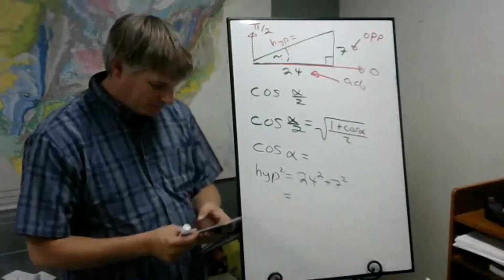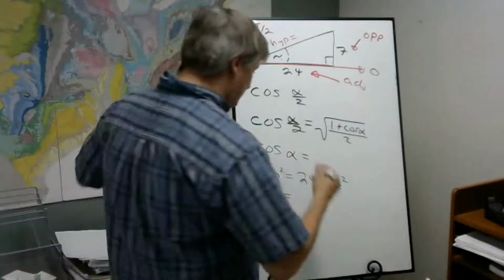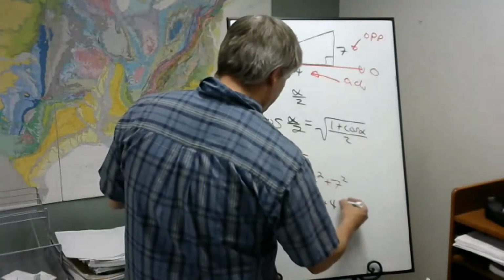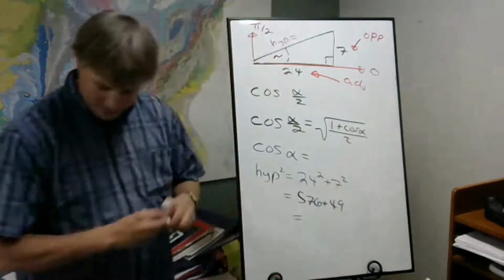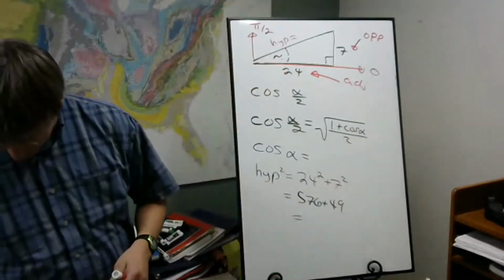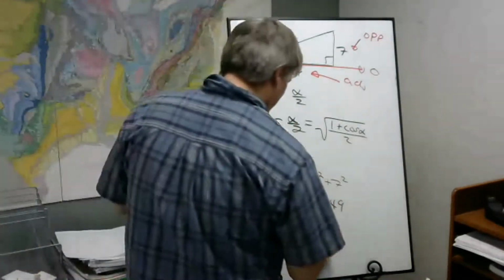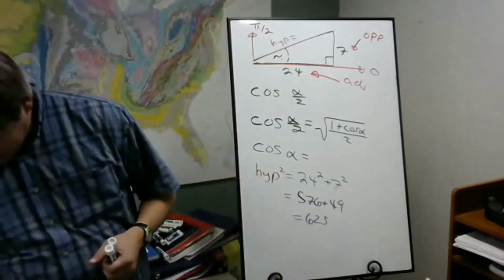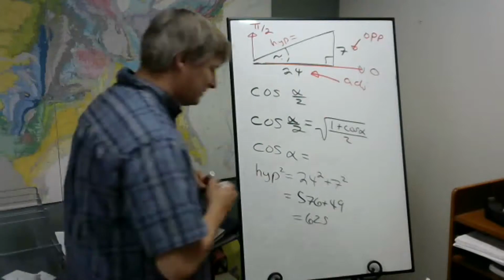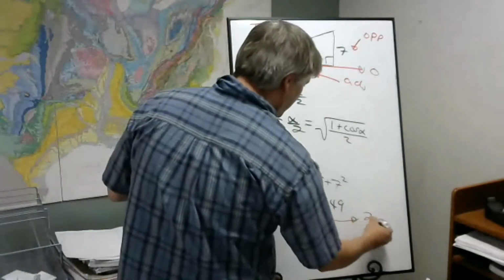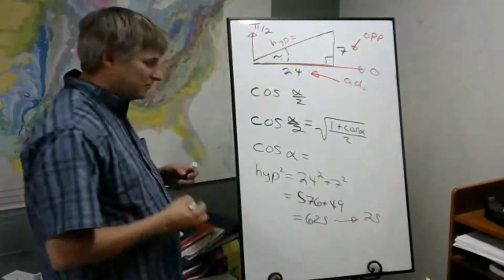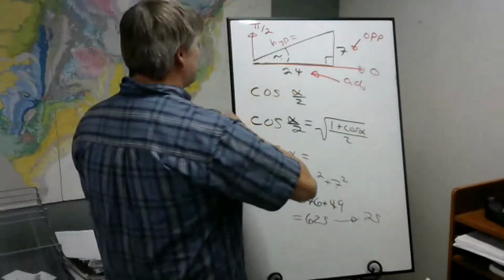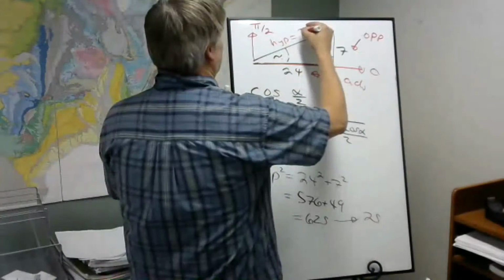24 times 24, 576. Plus 49. 625. And if we square root that, we get 25. So if we square root this, we're going to get 25. So the hypotenuse will be this.